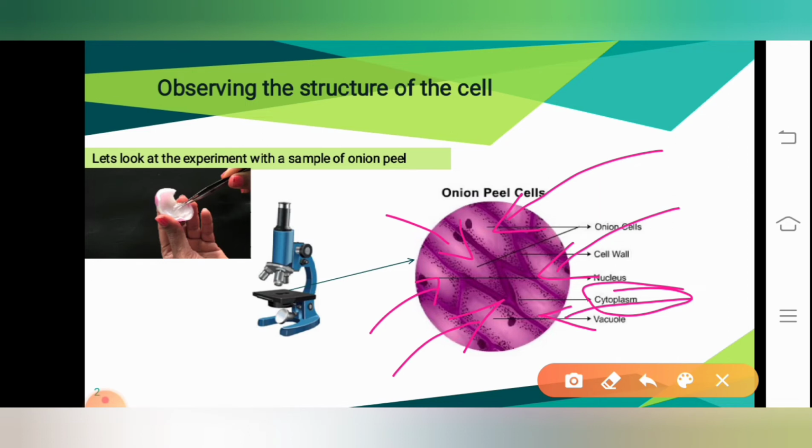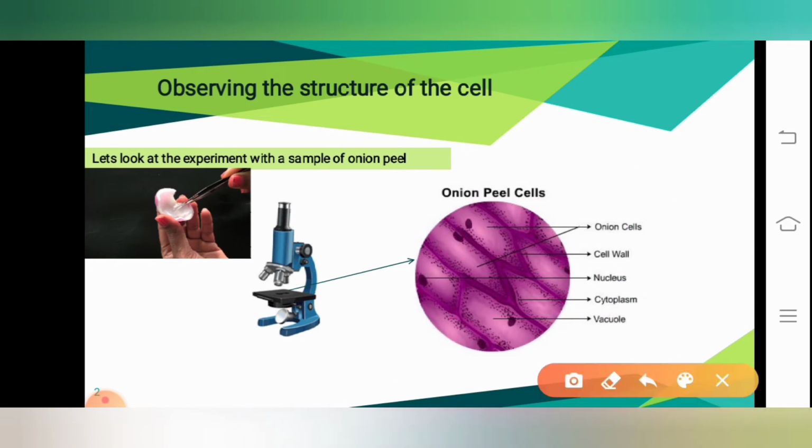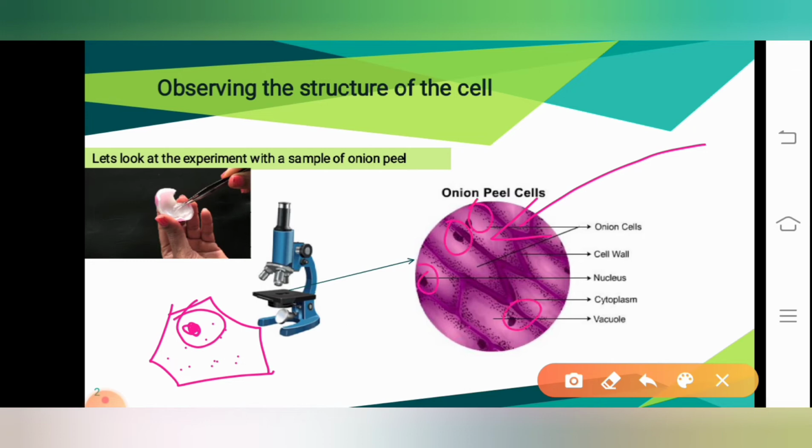The next thing we can see is that inside the cell there are some dot-like structures. If you see a particular cell, there are some dot-like structures, correct? When we look at these dot-like structures, there is one dot which is very dark compared to all the other dots, and this is called the nucleus of the cell. You can observe inside the cell there is one dot which is very dark. It is called the nucleus of the cell.